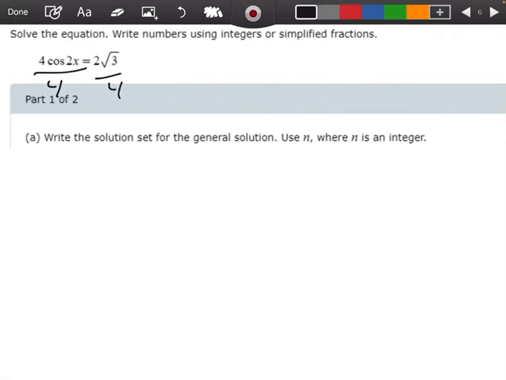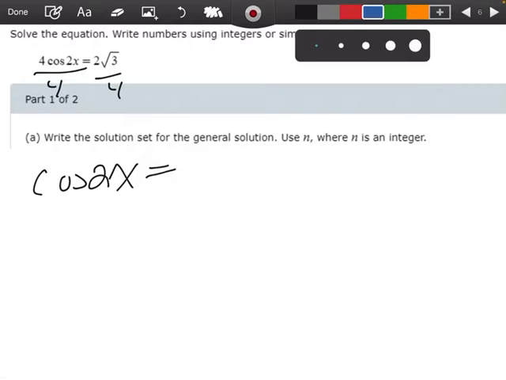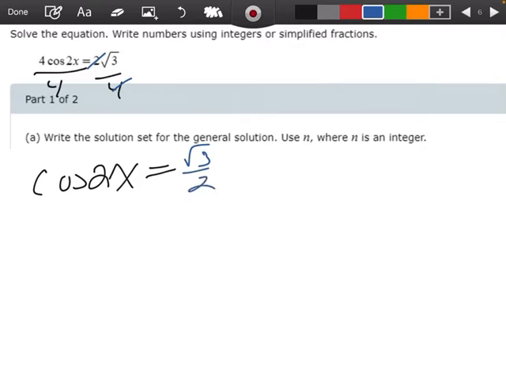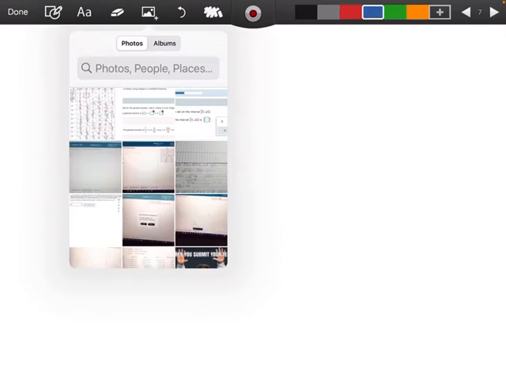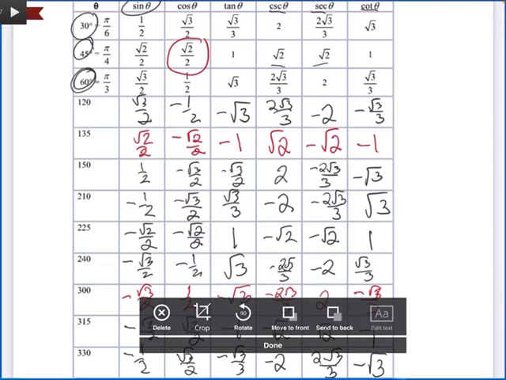So remember, the first thing I want to do here, y'all, is divide everything by 4. That's going to give me the cosine of 2x equals, we can reduce this to the square root of 3 over 2. And so think about it this way, y'all. What we're trying to figure out is when is the cosine of theta equal to the square root of 3 over 2, right? So I'm going to pull up another picture that I have right here, okay? And I want to know when is the cosine equal to the square root of 3 over 2.